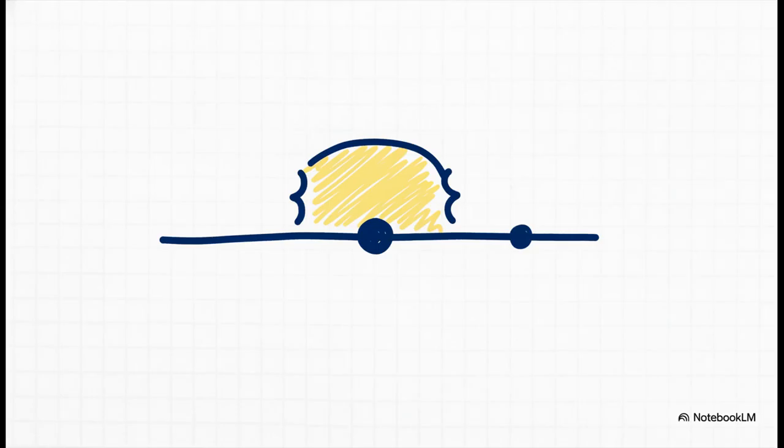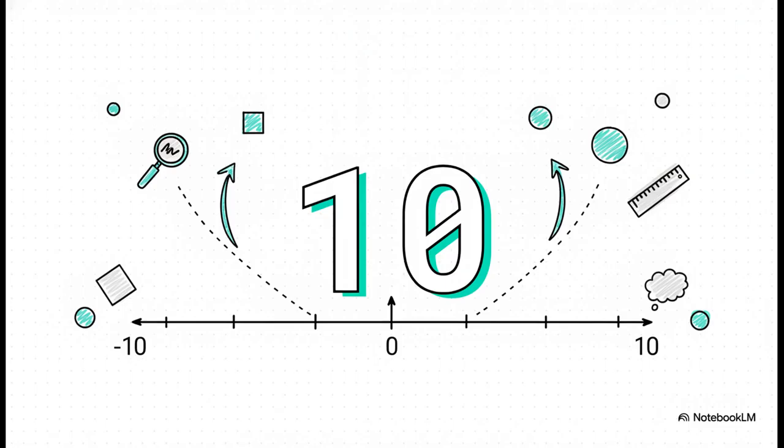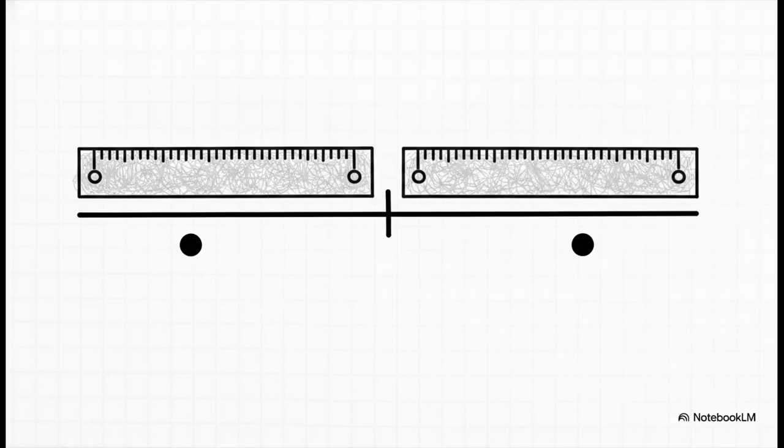Simply put, it's just a number's physical distance from zero on the number line. Because distance is always positive or zero, both 10 and negative 10 are exactly 10 units away. So the absolute value of 10 and negative 10 both equal exactly 10.